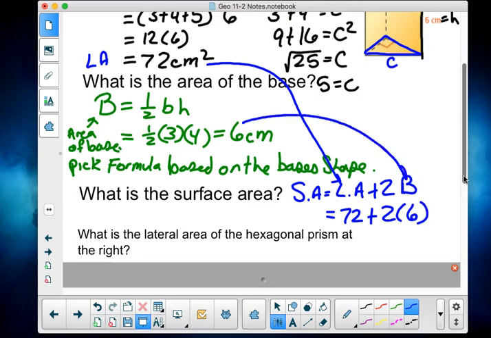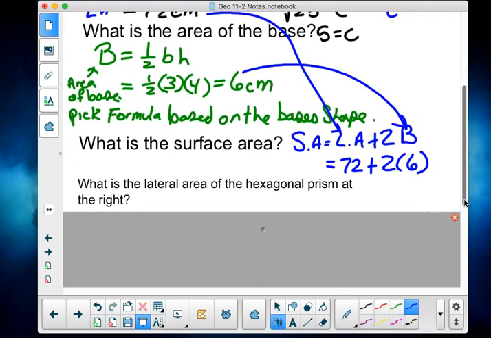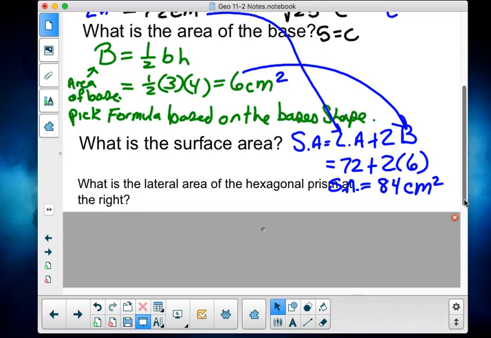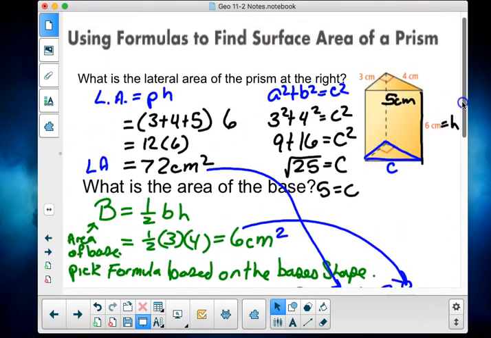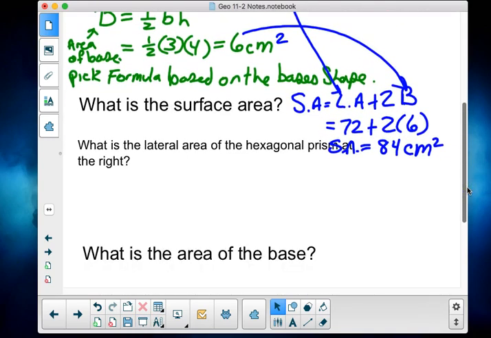centimeters squared I got from here. And I plug this in, and I find that my surface area is 72 plus 12, which equals 84 centimeters squared. And this should have been squared here. That was my mistake. So it should be 84 centimeters squared. Now, what's the lateral area of a hexagonal prism to the right?